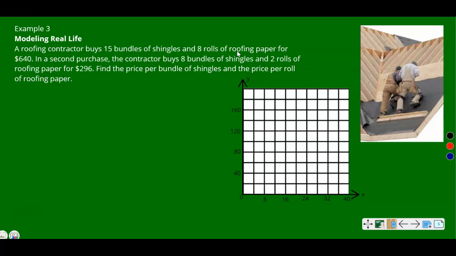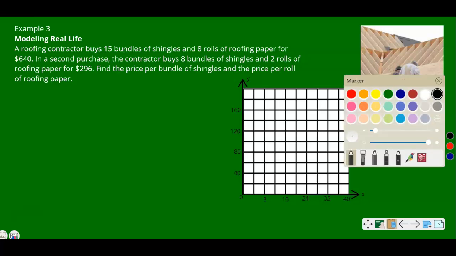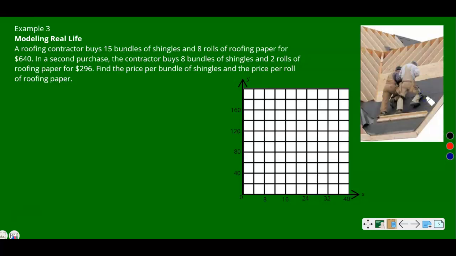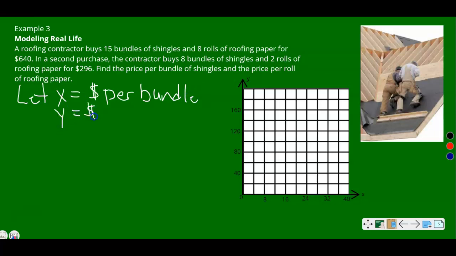So let's say, let X equal the price per bundle, and let Y equal the price per roll.